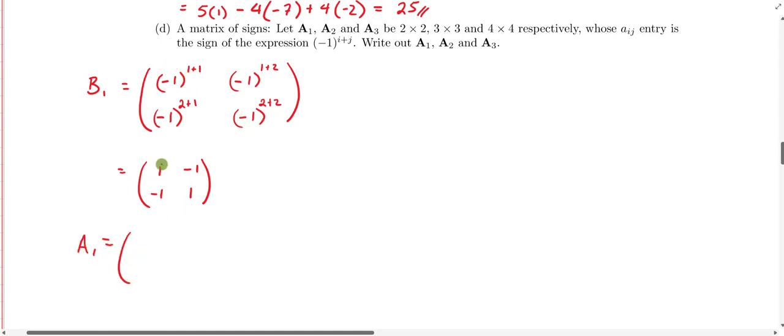And the sign on this first entry is positive. The sign on this second entry is negative. The sign on this entry right here is negative. And the sign on this entry right here is positive. So we could do the same thing.